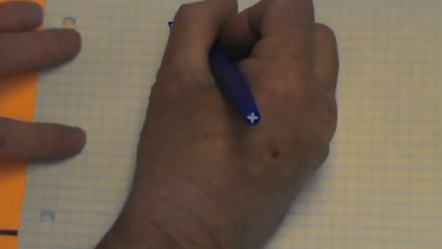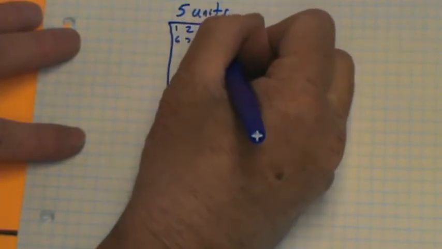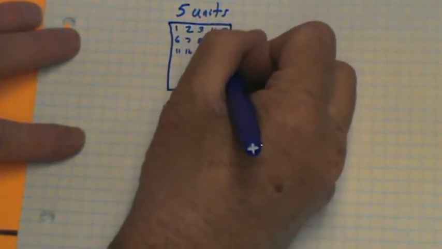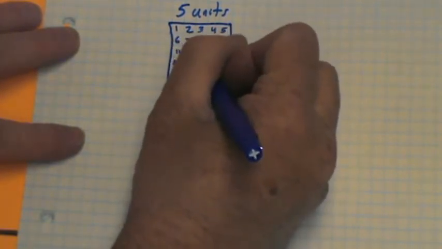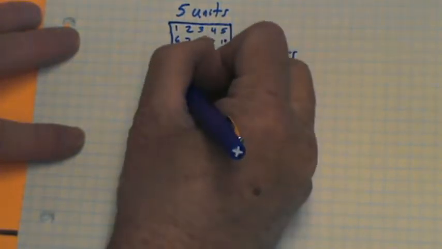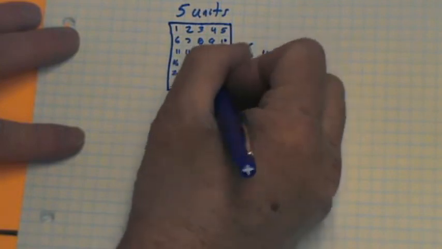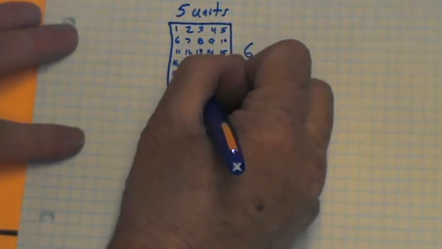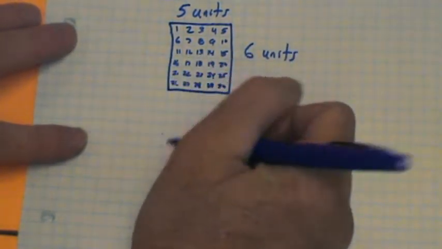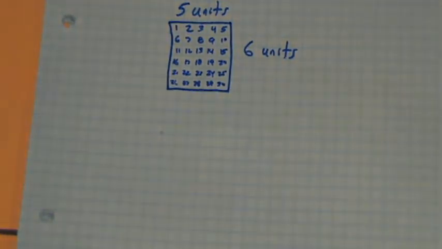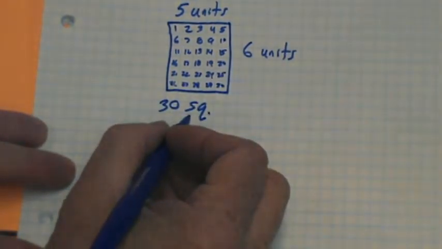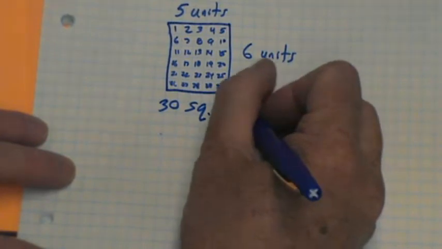We could go 1, 2, 3, 4, 5, 6, 7, 8, 9, 10, 11, 12, 13, 14, 15, 16, 17, 18, 19, 20, 21, 22, 23, 24, 25, 26, 27, 28, 29, 30. So we can see that this is 30 square units. 30 square. I'm going to use that abbreviation. Units.